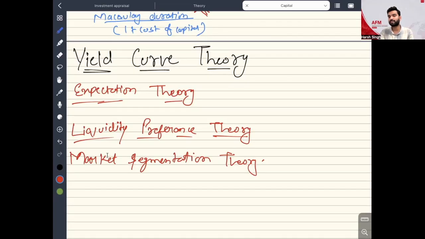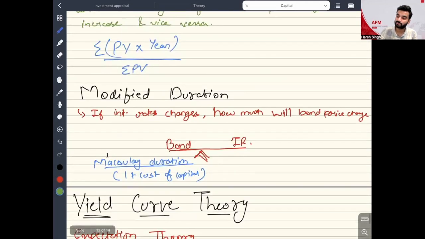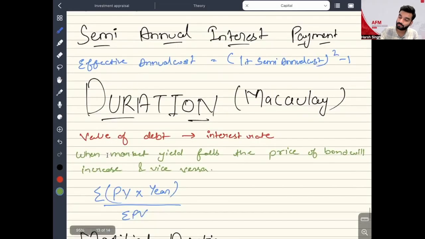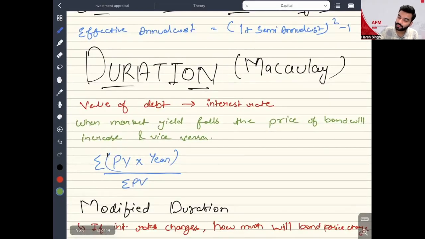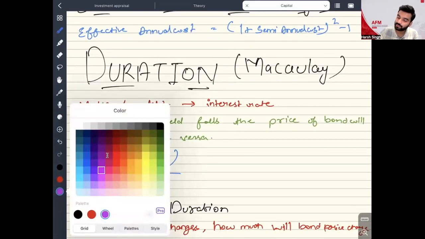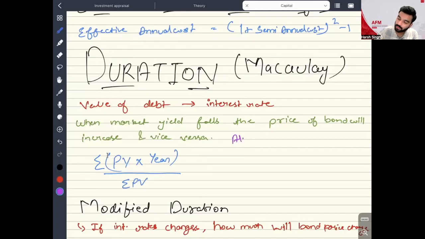Now you might have a question, sir, how can I calculate the price of a bond? But remember, this topic is also given as a technical article. This topic is already given as a technical article.